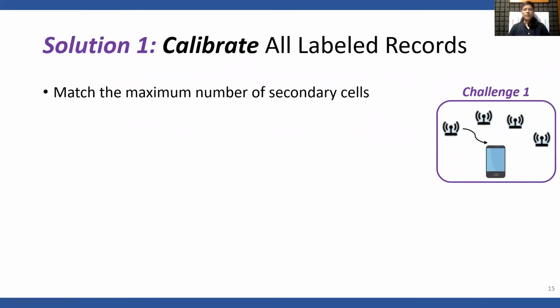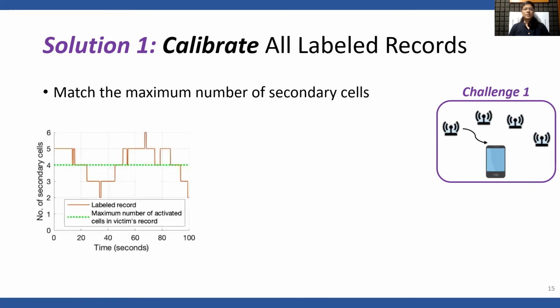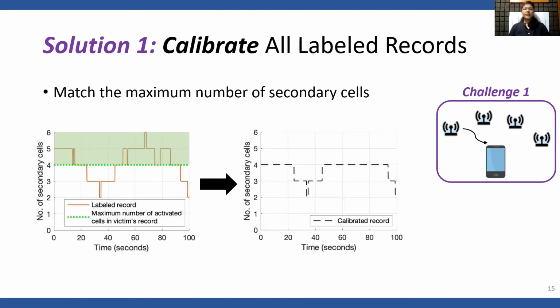To solve the first challenge of noisy side channel, we propose to calibrate the record to match the victim's record. That is, we calibrate all labeled records such that the maximum number of secondary cells in the labeled record is the same as that of the victim's record. For example, in this plot, the x-axis represents time and the y-axis represents the number of secondary cells. The maximum number of activated cells in the victim's record here is 4. Hence, we cap the labeled record to have 4 as well. This newly calibrated record closely matches the victim's record, thereby reducing the noise.